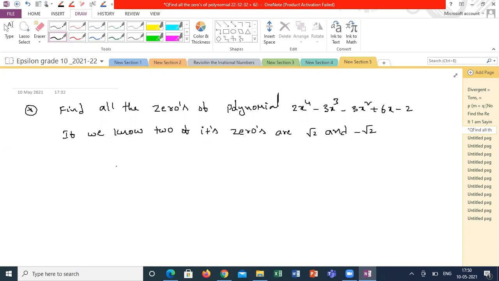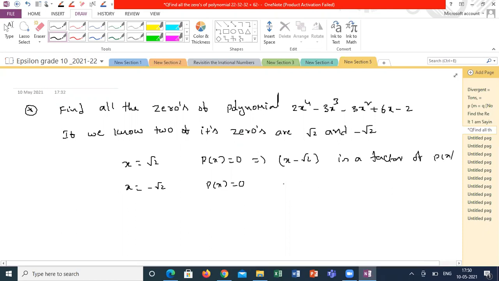That means if I substitute x equal to root 2, my p of x is 0. If I substitute x equal to minus root 2, p of x is 0. That means x minus root 2 is a factor of p of x, and x plus root 2 also is a factor of p of x.